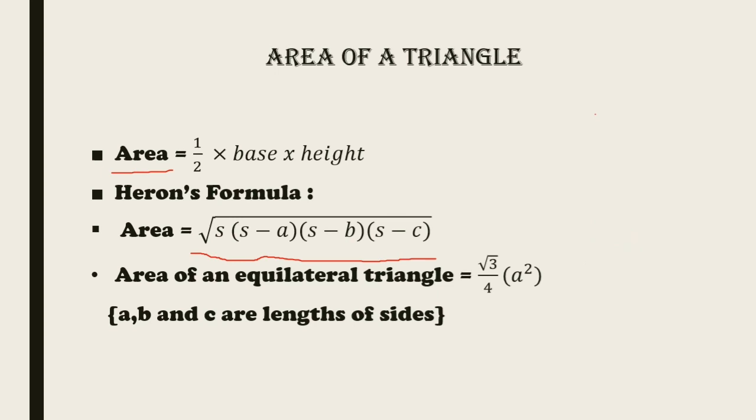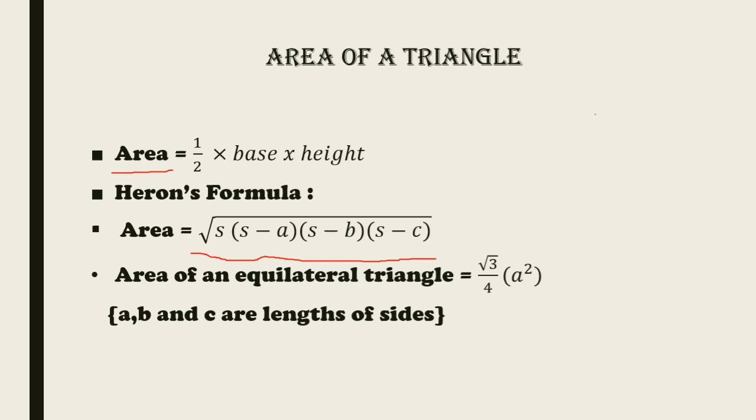So in an equilateral triangle, the area of triangle we get by this formula, that is square root 3 upon 4 into a square, where all sides are of equal lengths. A, B, C are equal lengths. So how is it possible?